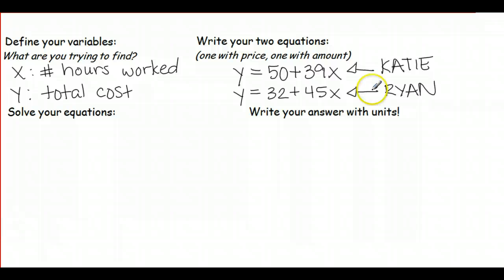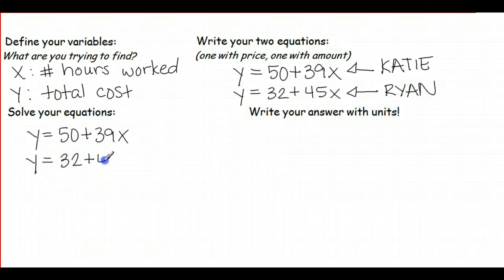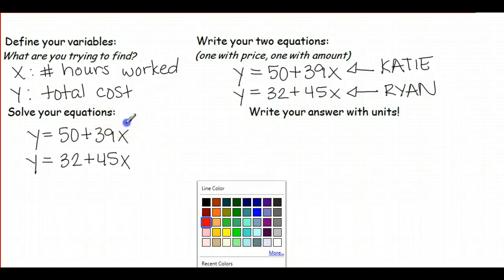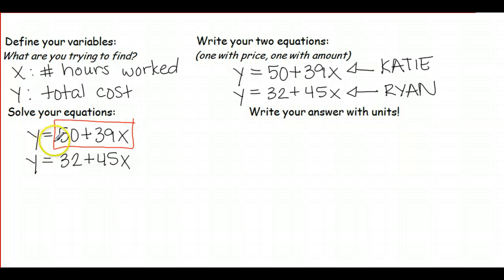Since both equations already have y alone, I can go ahead and take one of them and substitute for y. So in this case, I'm going to take the top equation, which is Katie's, and her value is 50 plus 39x, and substitute it where y is. So we have 50 plus 39x has to equal 32 plus 45x. So we can go ahead and solve the problem.